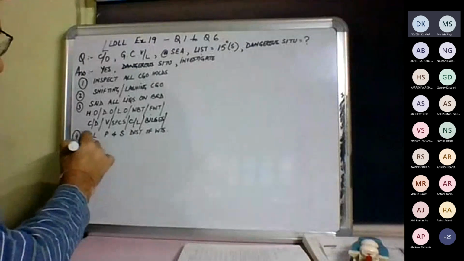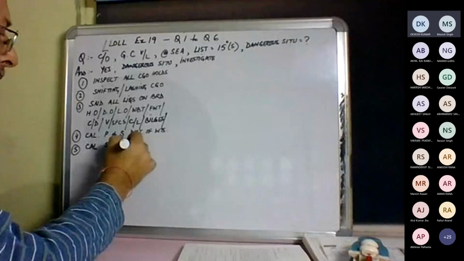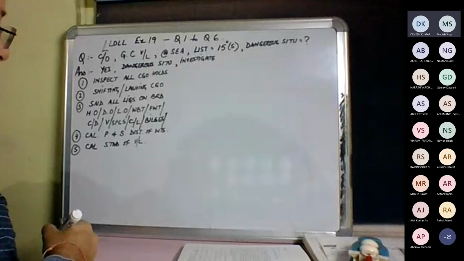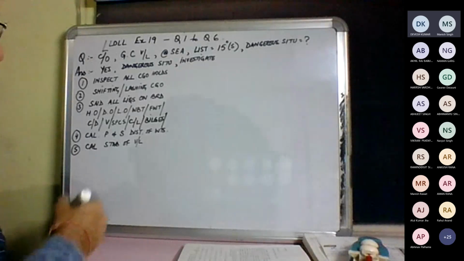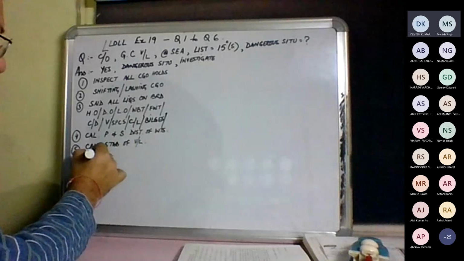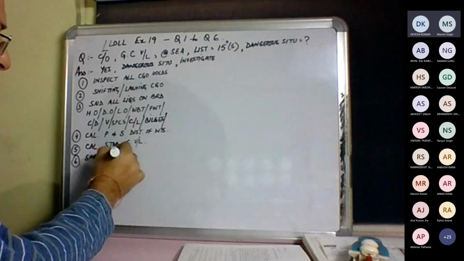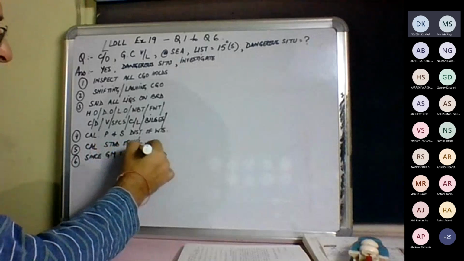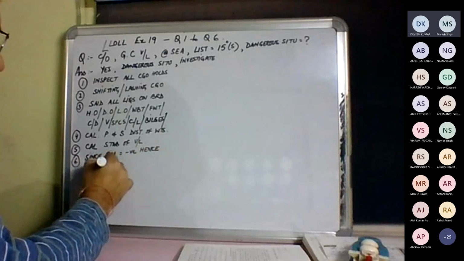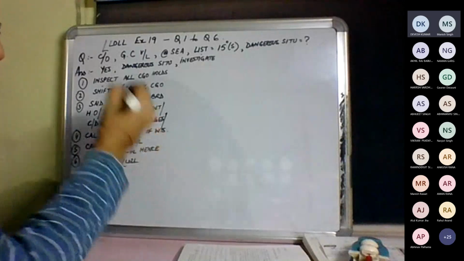Having done this, you will now calculate the stability of the ship. Having calculated the stability of the ship, you will now find that the GM is negative. So you will write down, since the GM is negative, hence the vessel is at angle of Loll.